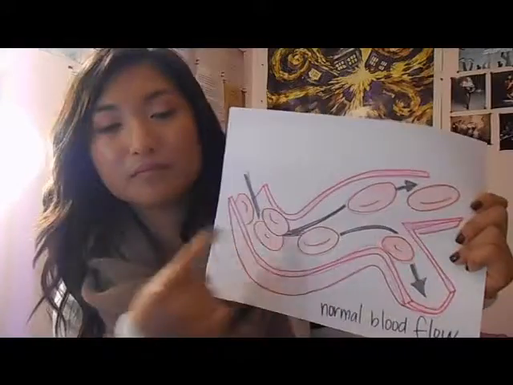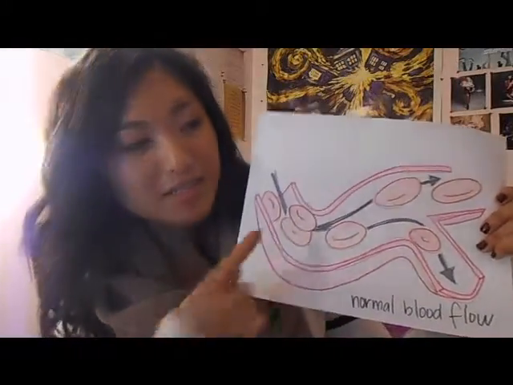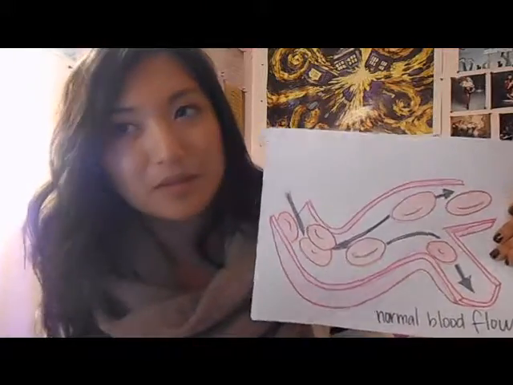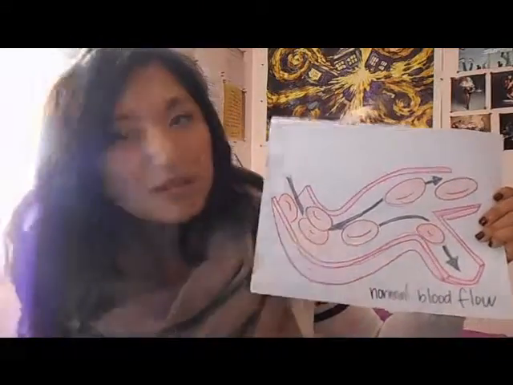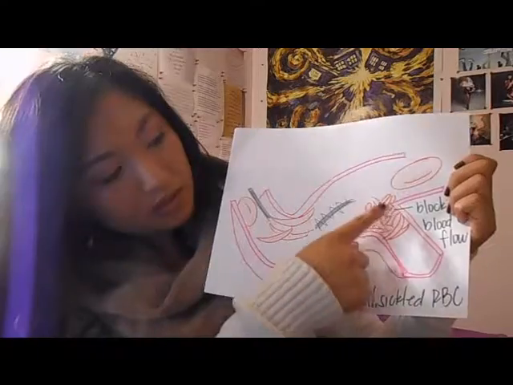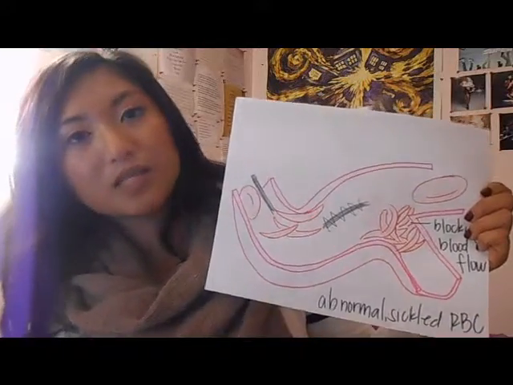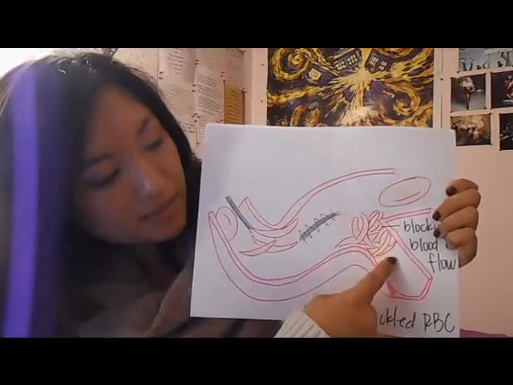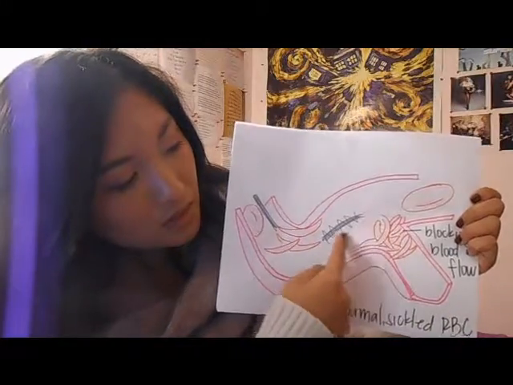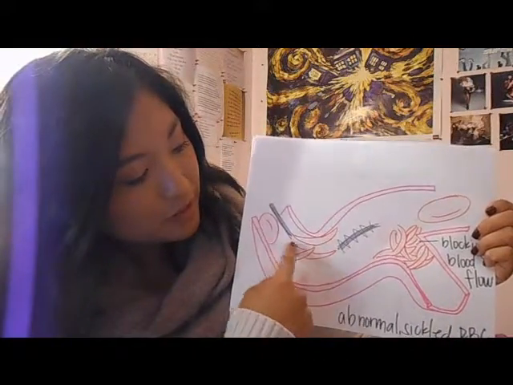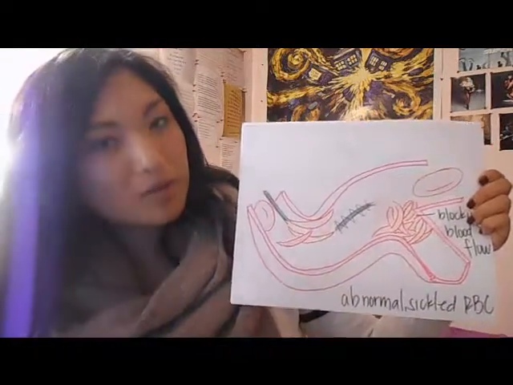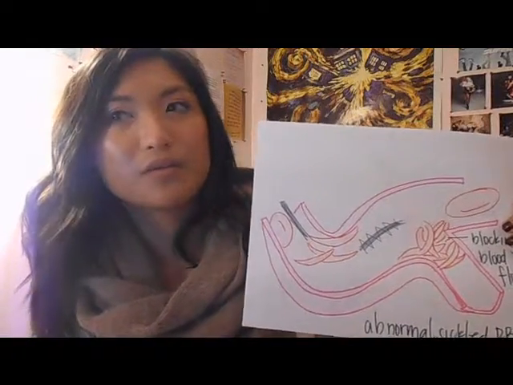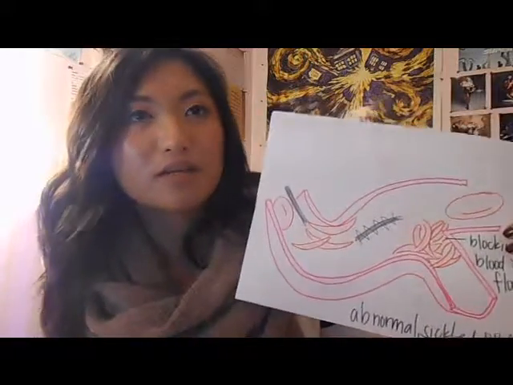Here is a drawing of regular red blood cells flowing through your bloodstream, you know, your arteries and stuff. Everything's going smoothly, but it would look like this if you have sickle cell anemia. Look at this, all the red blood cells are clotting around, and right here they're starting to clot and block blood flow, which means that you'll be really, really pale because you're not getting enough red.